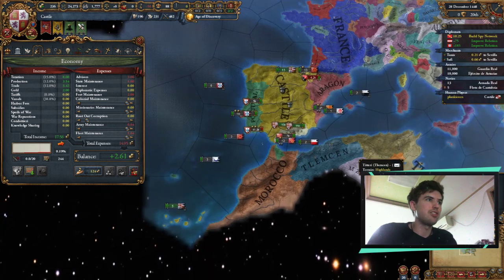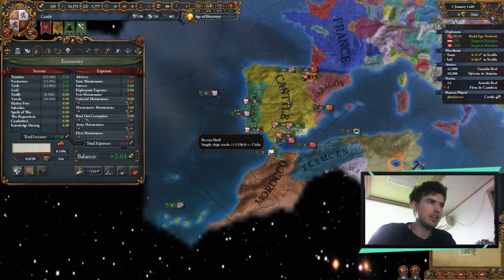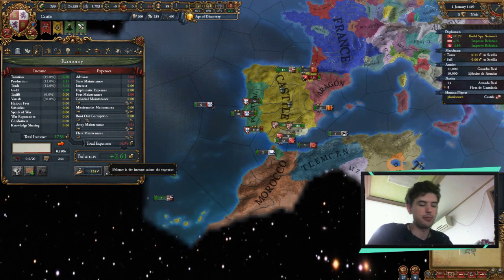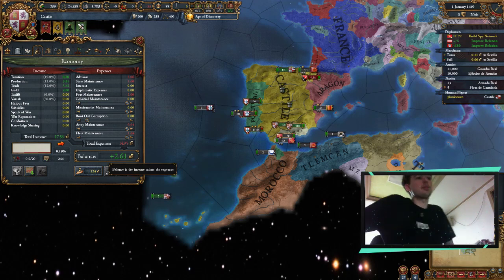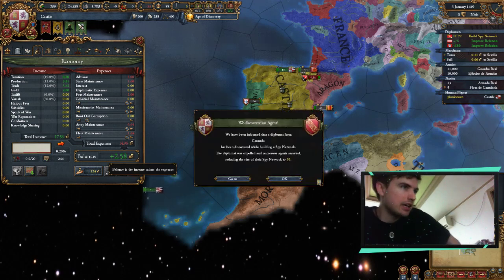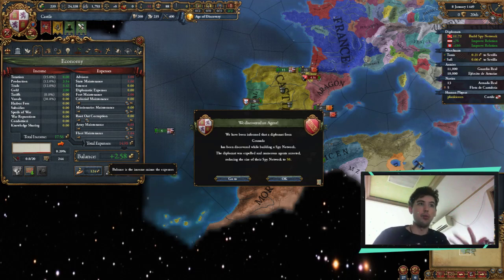So now I'm going to explain the economy tab. The most important place that you want to look in your economy tab is right here where it says balance. This is going to tell you if you're making money or losing money, and exactly how much.